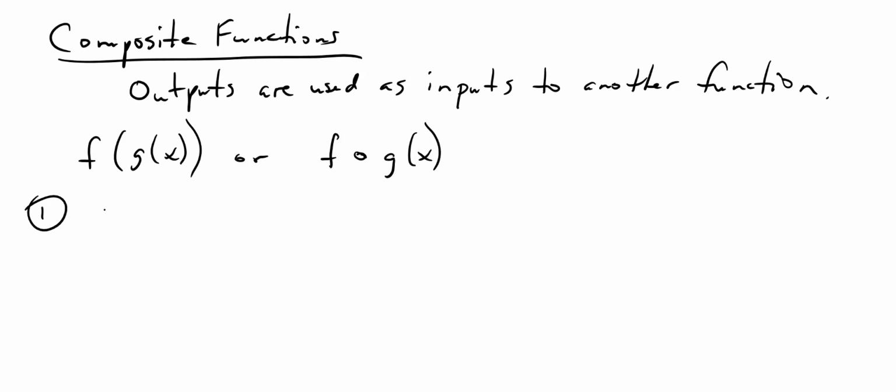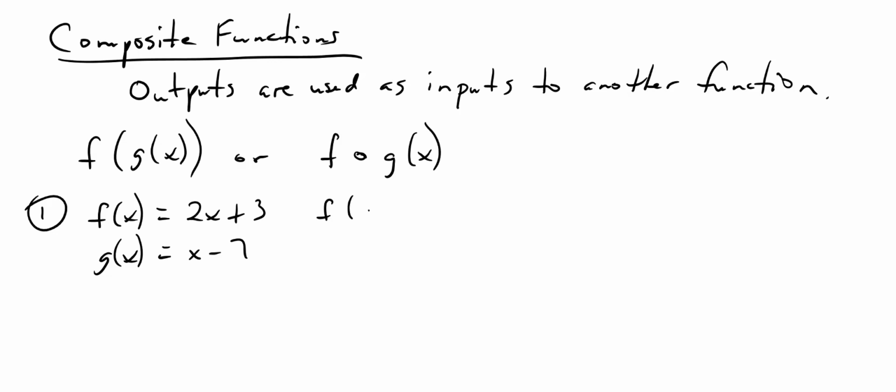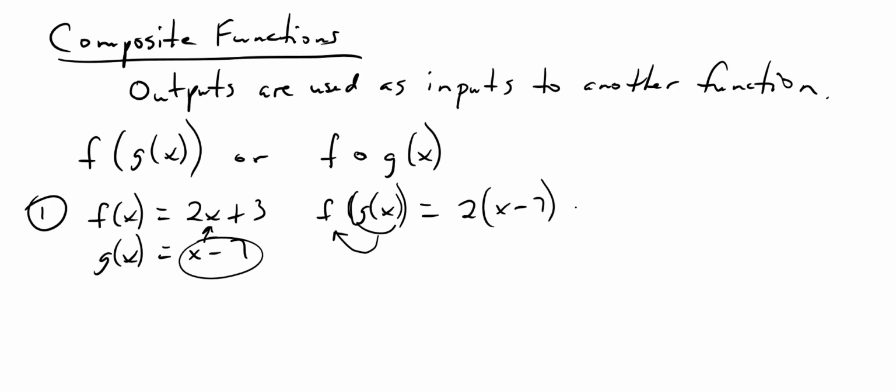If I give you f of x is 2x plus 3 and g of x is x minus 7, I can ask you some questions about it. I can say, what is f of g of x? Basically what you're doing is you're taking the g of x and you're plugging it into f of x. So you're taking this x minus 7 and you're putting it into that x right there. So let's do that. So f of g of x is 2 times x minus 7 plus 3, because you put the x minus 7 in where the x is.